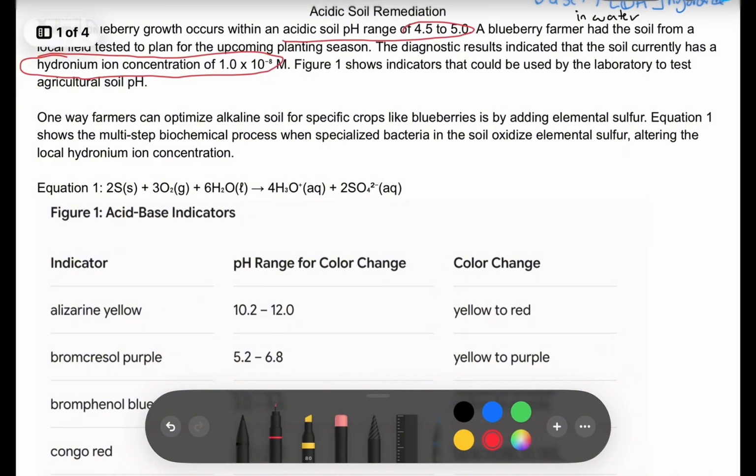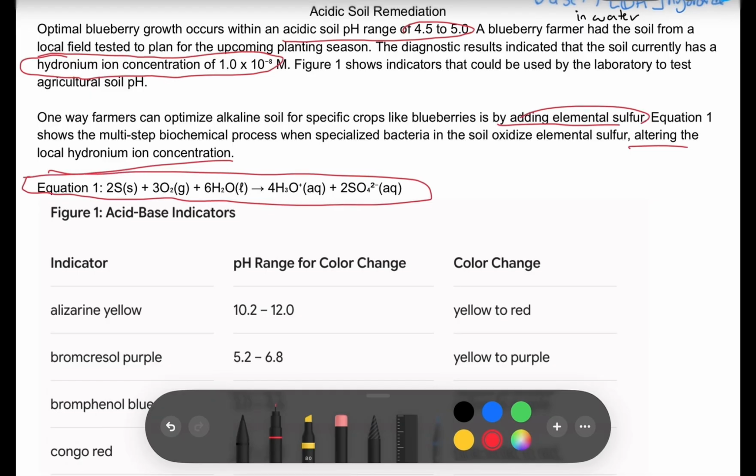One way farmers can optimize alkaline soil for specific crops like blueberries is by adding elemental sulfur. Equation 1 shows the multi-step biochemical process when specialized bacteria in the soil oxidize elemental sulfur, altering the local hydronium ion concentration. So here we have the equation. We can see that sulfur is being added, and that in the products we see that hydronium ions are being produced. So let's just keep that in mind.